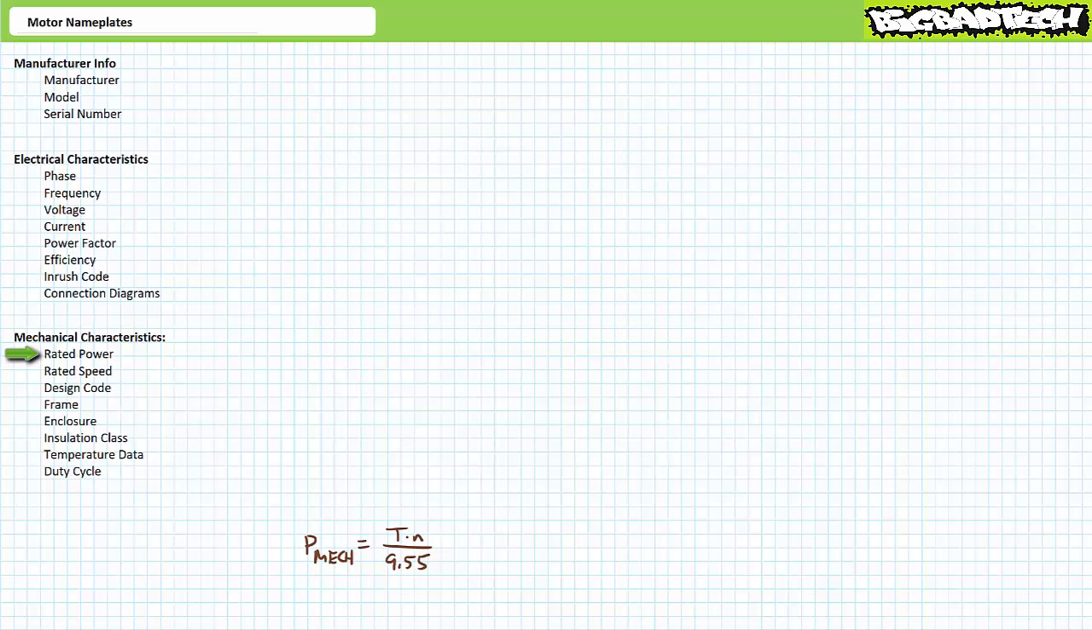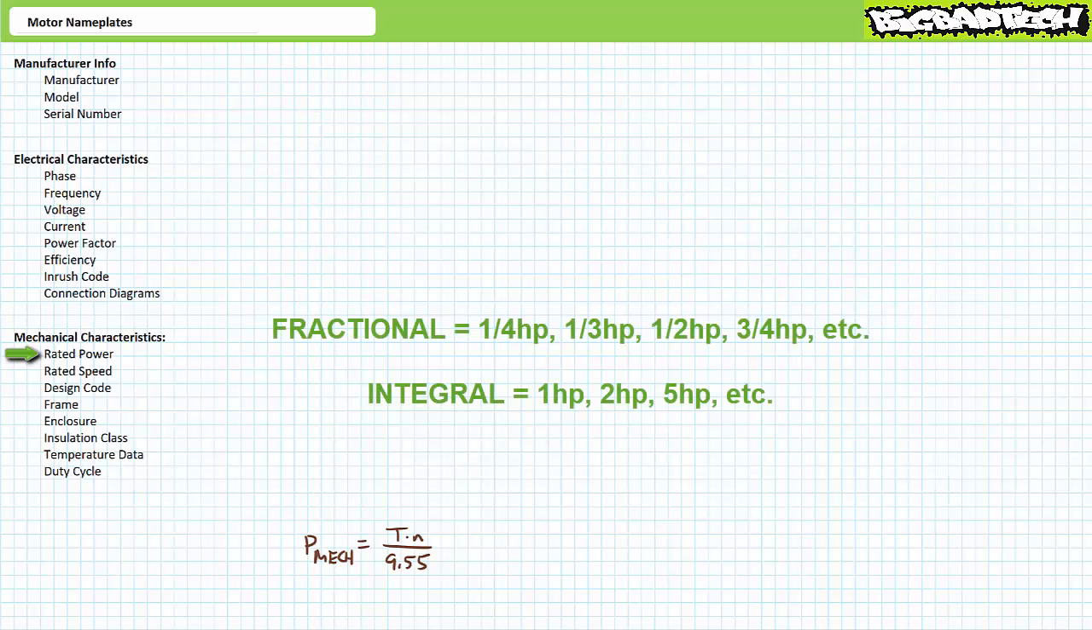As we learned in the mechanical power lecture, available at the Big Bad Tech channel, rotating mechanical power is the product of twisting force called torque in units of Newton meter times rotational speed N in units of RPM divided by the constant 9.55. Motors can be sized in one of 2 general classes, fractional and integral. Fractional motors are those motors less than 1 horsepower, like a 1/4 horsepower, a 1/3 horsepower, or a 1/2 horsepower, i.e. fractions of a horsepower. Integral motors, in contrast, are motors greater than 1 horsepower, like 1 horsepower, 2 horsepower, 5 horsepower, etc.